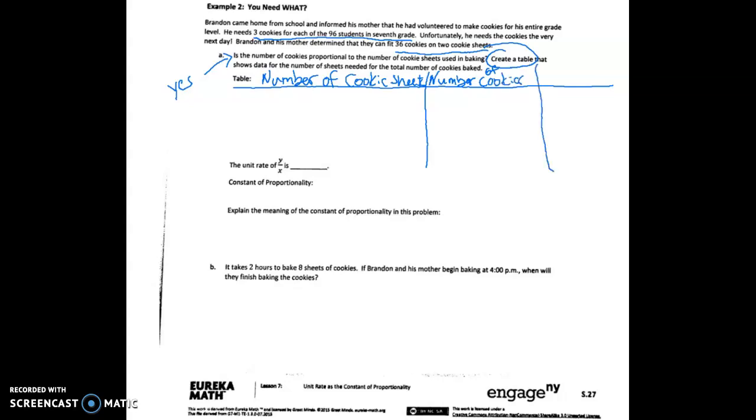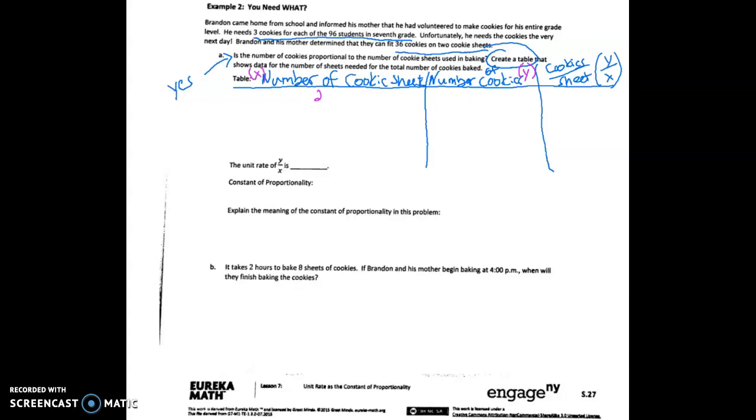And then we will have our unit rate. And we're going to say our unit rate is cookies per sheet. Now that is our y over x. So that means, I'll put a different color here. Our number of cookies is y, because again, it does make sense to say cookies per sheet but not sheets per cookie. And our number of cookie sheets is x. So let's fill in our information.